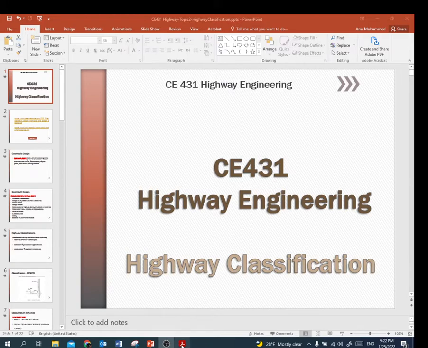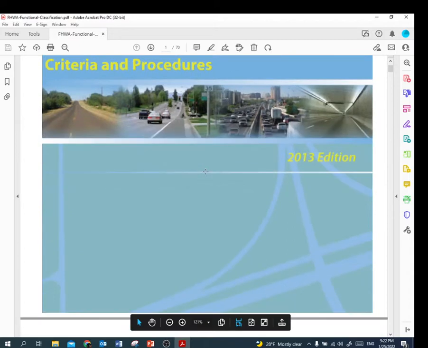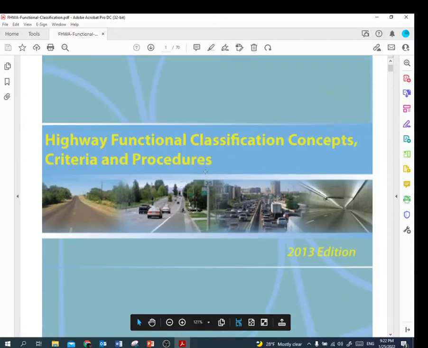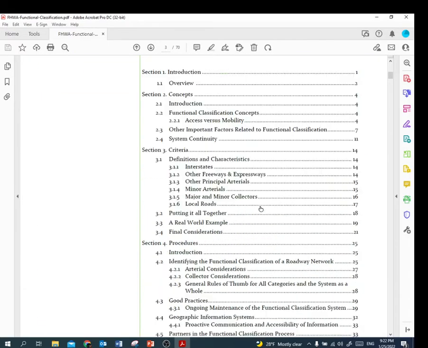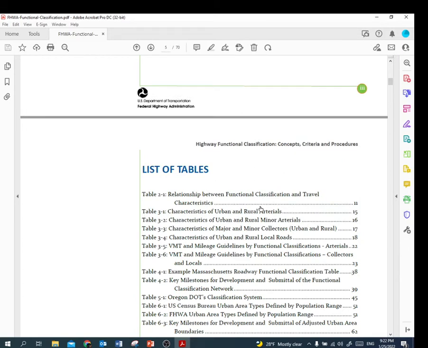Our work is based on this AASHTO document, which is the Highway Function Classification Concept, Criteria and Procedures. We're going to talk about how we divide the highway, how we classify the highways into different components, and based on its function. When I say function, we're going to talk about two things about function. How can we define different kinds of highways? So let's jump into our presentation.